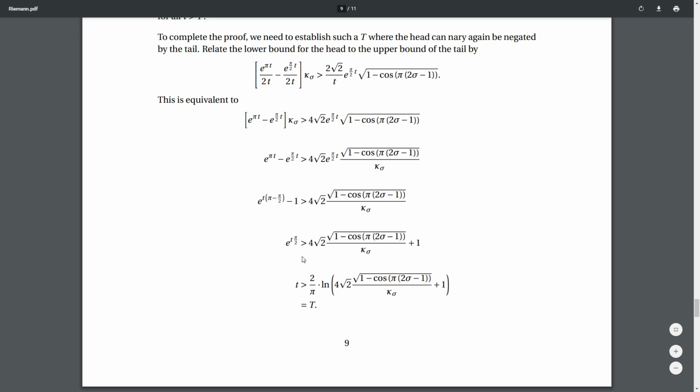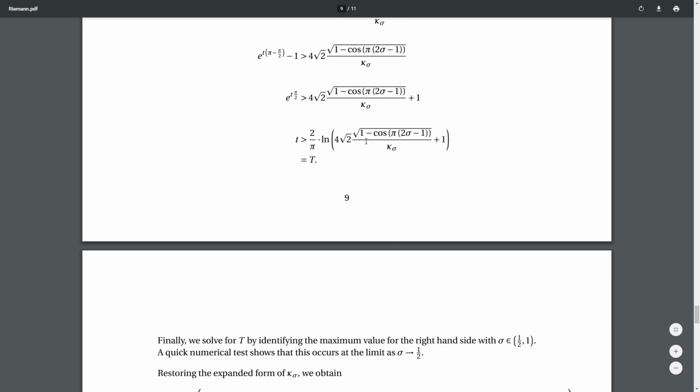Once we've taken the log of both sides, we see that t would have to be greater than 2 divided by pi times the natural log of 4 square root of 2 times the square root of 1 minus cosine of pi times 2 sigma minus 1 divided by kappa sigma, which is our chord, that is, the cosine of the argument minus the cosine of its complementary sigma point in the critical strip, plus 1. Okay, so we just have to resolve this thing that's going on about sigma in order to get there.